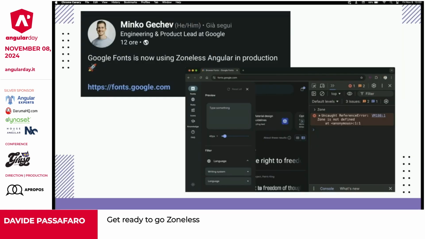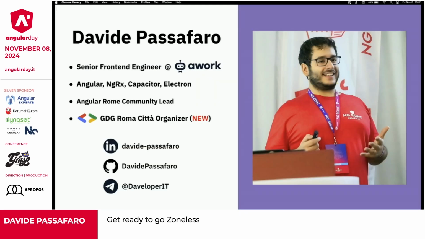Finally, if I still haven't convinced you because it's experimental and who knows when it will be ready, think about the fact that the Google team is already using it in production on the Google Fonts application. So it means that yes, it's experimental, but for some use cases it's already working and you can already use it. And probably it also means that it's going to be stable soon. Let's hope.